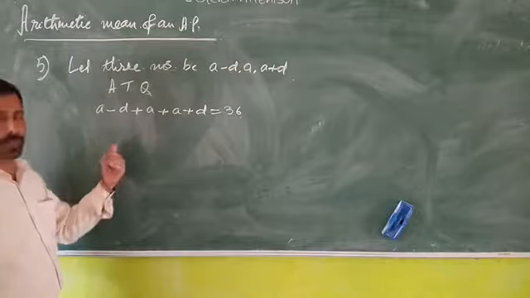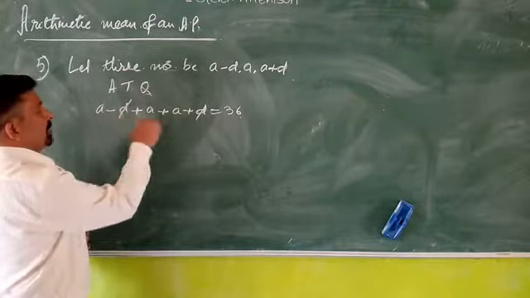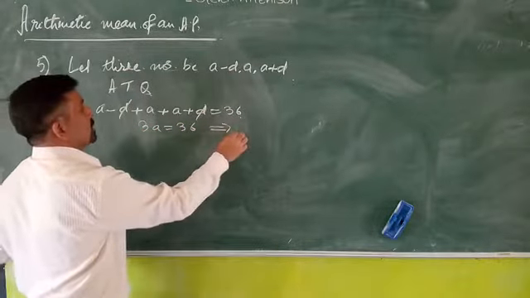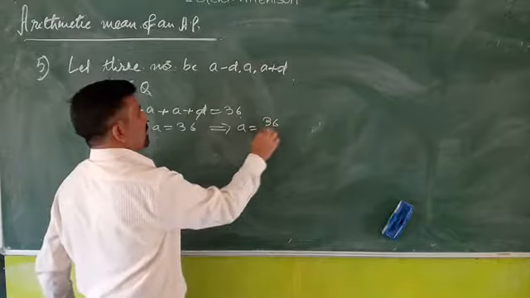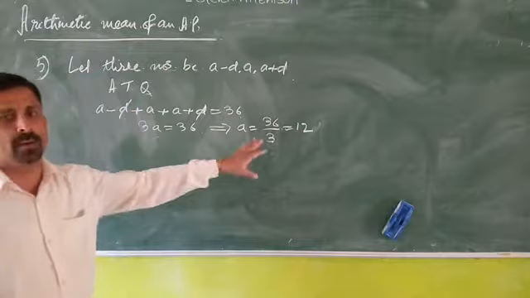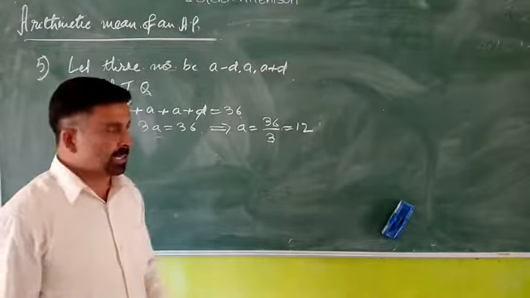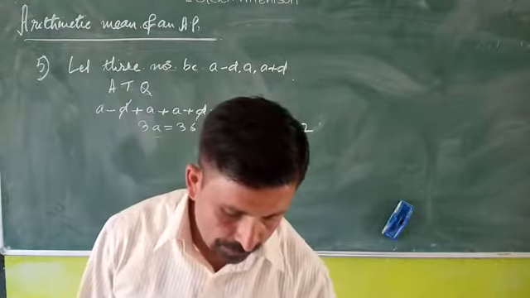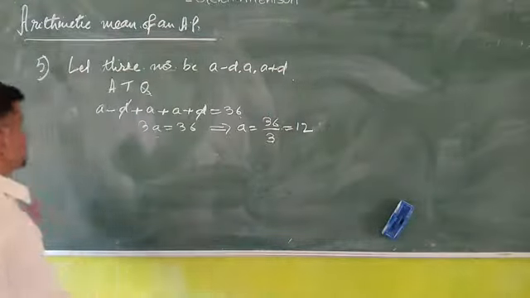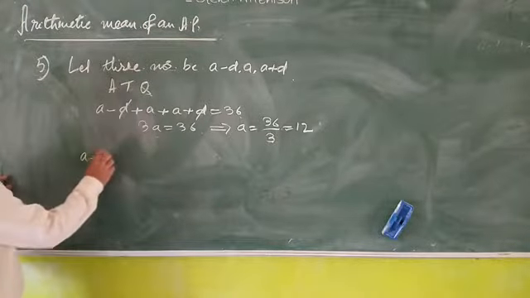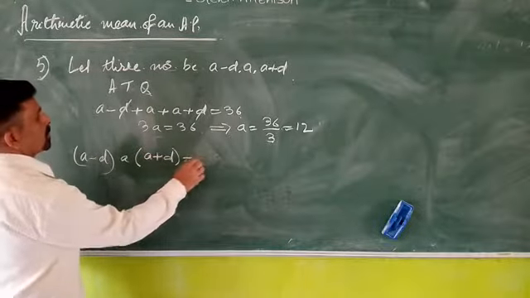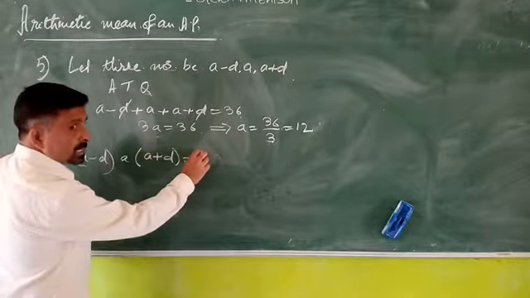Let us simplify first. Minus D plus D cancel. A plus A plus A, 3A is equal to 36, and this implies A is equal to 36 divided by 3, which is 12. So one equation gives you the value of one of the variables very easily. Now another condition is that the product of all the 3 terms is 1620. So another equation will be A minus D into A into A plus D is equal to 1620.